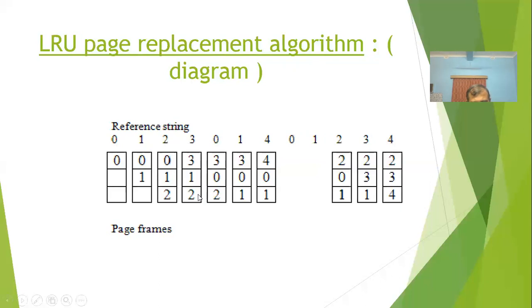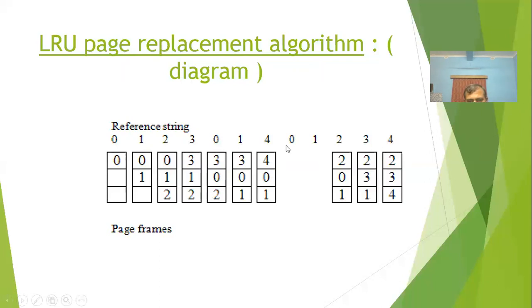3, 1, 2. Again, a fault will be occurring for page number 0. So we will be replacing 1 now because it is the least recently used at this point. So 3, 0, 2. And then we will fault for 1 again. So replace 2 with 1. So 3, 0, 1. Now, again a page fault will happen for page number 4. Now among 3, 0, and 1, 3 was the least recently used. That means 3 will be replaced here with 4.